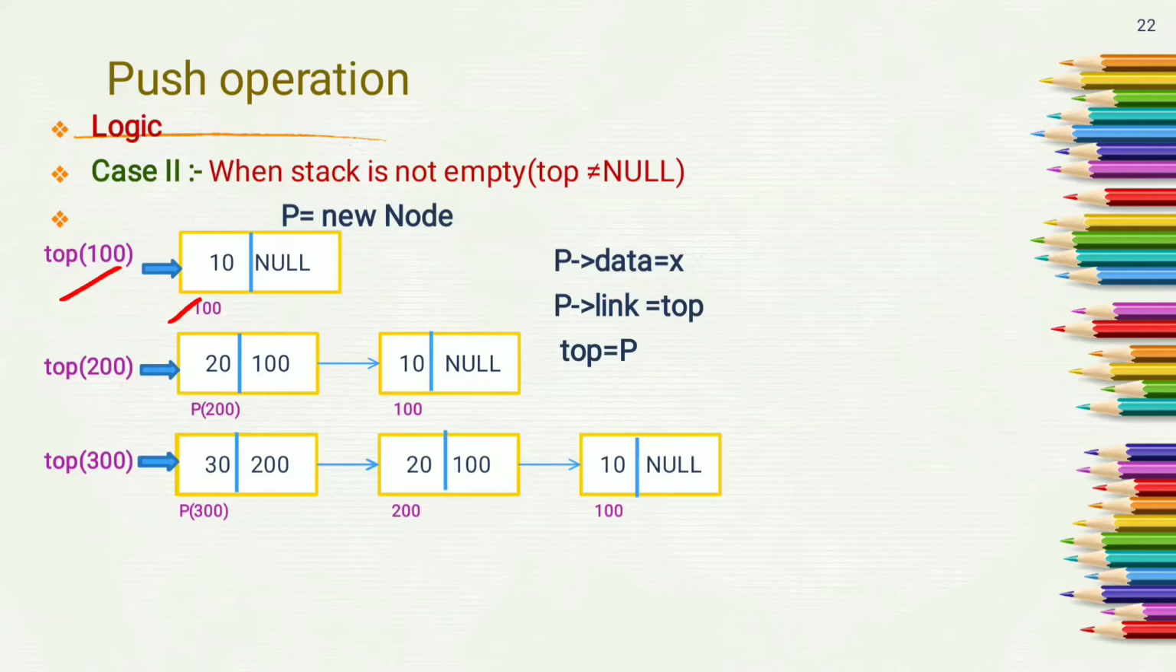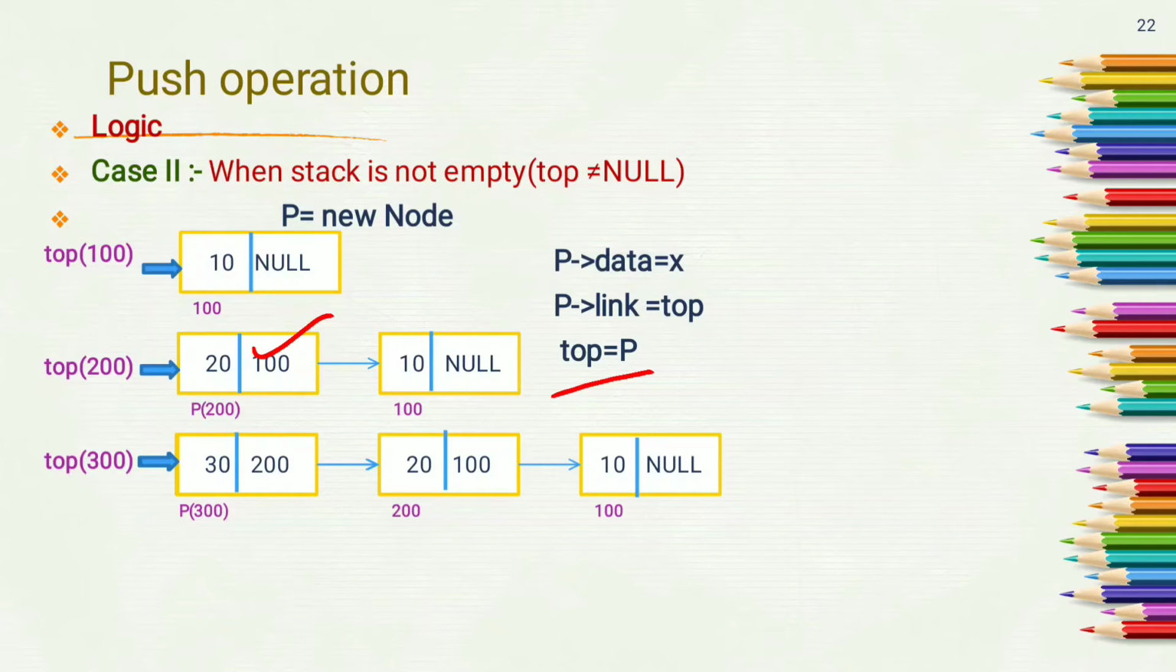So what we have to write: we have to create a new node by writing p equals new node, then store x, that means any value which you want to store into the node, by writing p arrow data equals 20 in this case. Then store the address of the top node into the link part of this new node. This is our p node and the address of the old node is stored in the top pointer. So we write p arrow link equals top, that means now the link part of this node contains 100, and then point top to this new node, as this is the topmost of the linked stack.